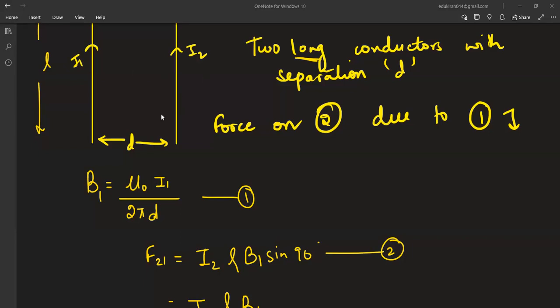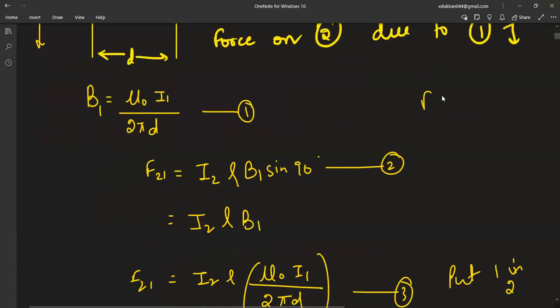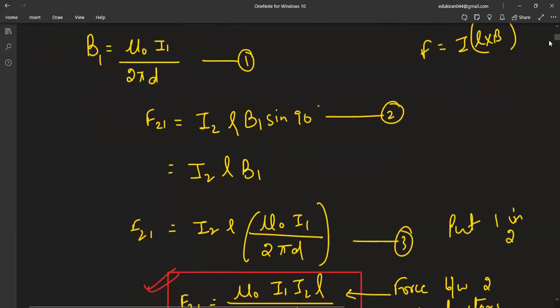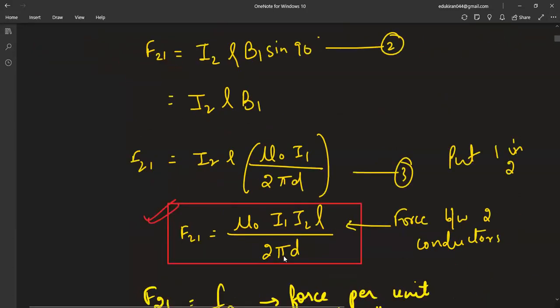Now we are calculating force on the second due to the first. So which magnetic field will be used? Magnetic field of the first will be used. We have just studied the formula, no? F is equal to I L cross B. In this formula, we substitute the value of B1. Once you substitute the value, you have the formula mu naught I1 I2 L by 2 pi D.